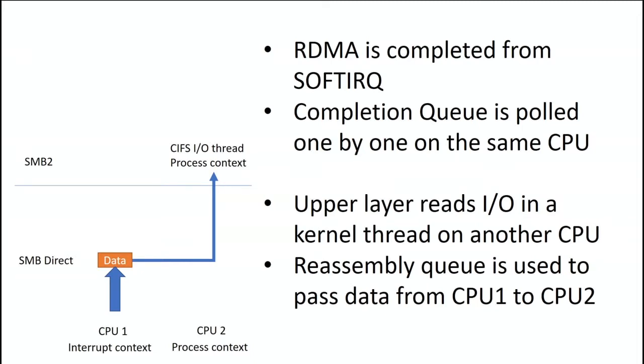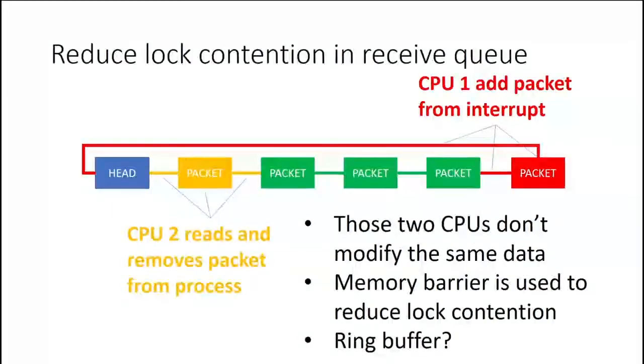On the other hand, we have another CPU, and it's running on the process context, and it's reading all the I/O data from CPU 1. So now we have 2 CPUs. The logical solution is to have a queue. CPU 1 can put everything on the queue when the packet arrives at this CPU, while the other CPU reads from the queue. When the queue is not empty, that means the data is there.